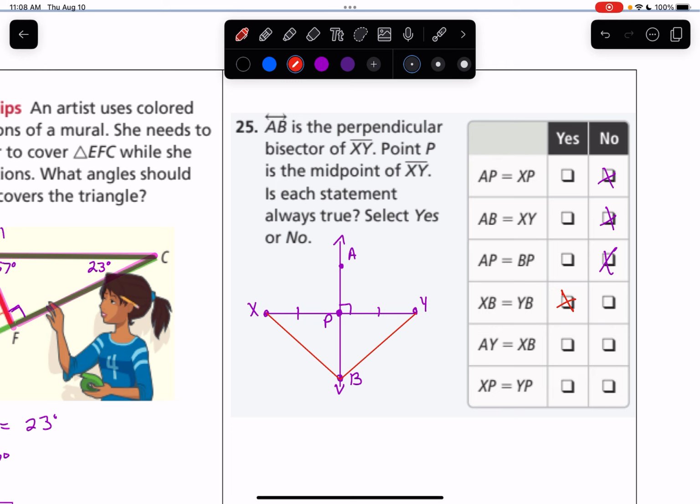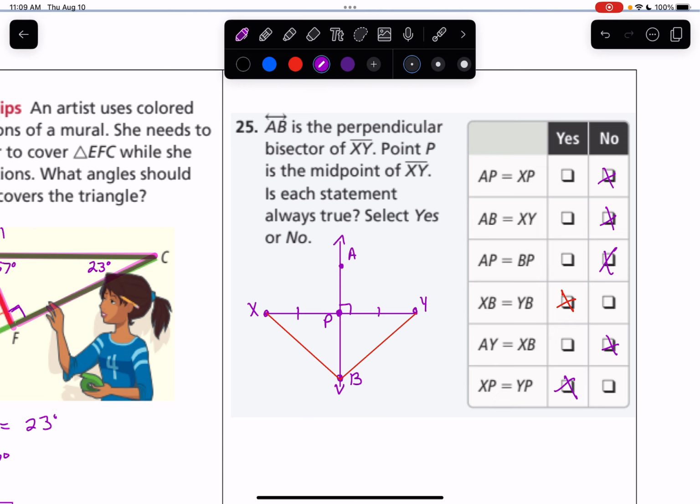AY equals XB. AY is this length right here, and XB is this length right here. Those could definitely be not the same because AY could be a lot shorter than XB depending on how far up this line point A is and how far up this line point B is. So that is not true. And then finally, XP equals YP. Well, since XP and YP are marked as congruent, then yes, that is always true.